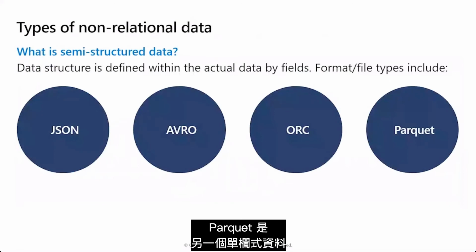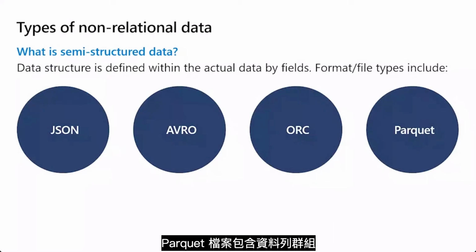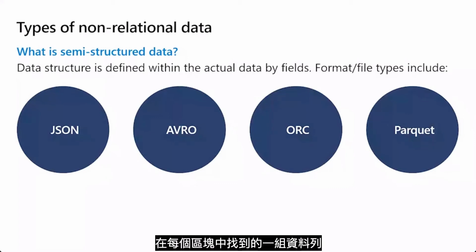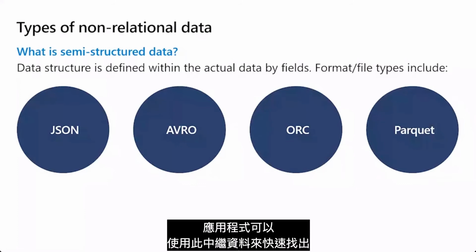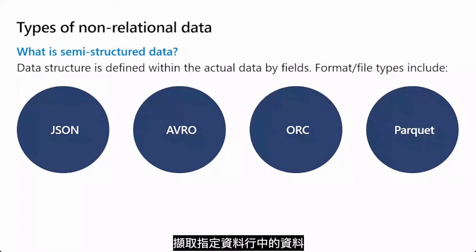And Parquet is actually another columnar data format. It was created by Cloudera and Twitter. Parquet files contain row groups. So data for each column is stored together in the same row group, and each row group contains one or more chunks of data. A Parquet file includes metadata that describes the set of rows found in each chunk. An application can then use this metadata to quickly locate the correct chunk for a given set of rows and retrieve the data in the specified columns for these rows.